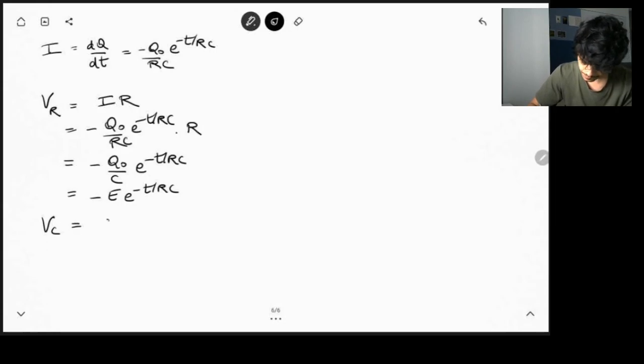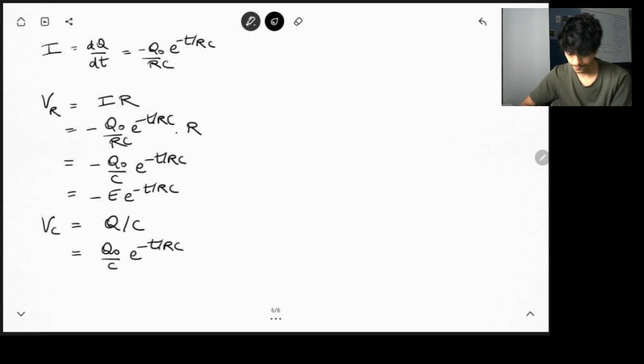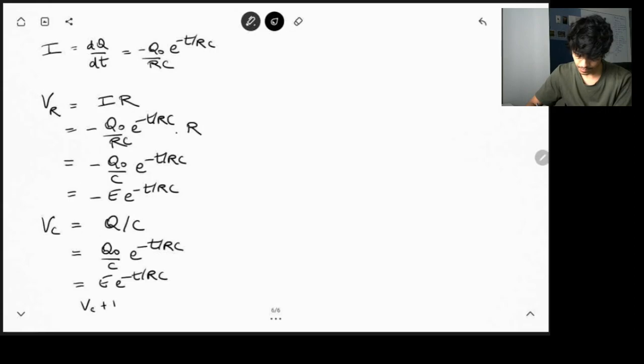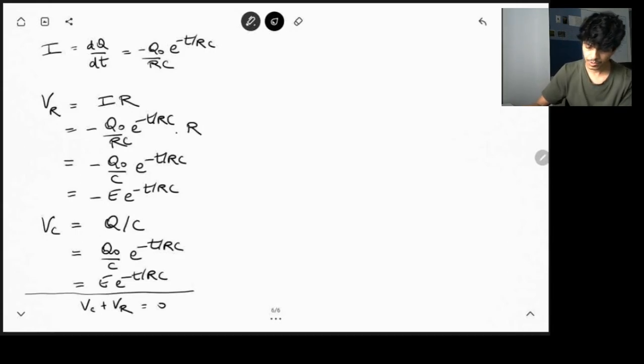And Vc is just Q over C. So this is Q0 over C e to the minus t by RC, or E e to the minus t over RC. Once again, you will find that if you add Vc and Vr, what do you get? You get 0. And this is once again Kirchhoff's voltage law, because there is no EMF in the circuit.